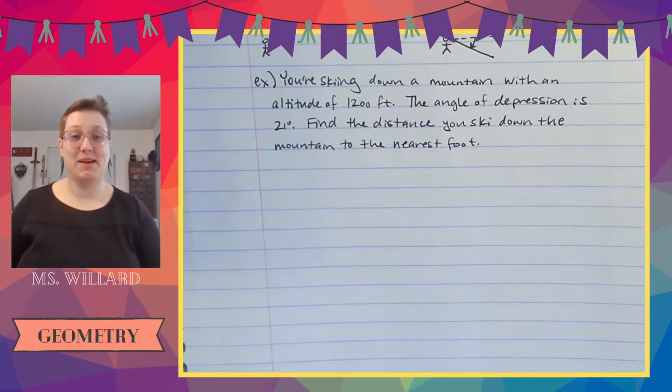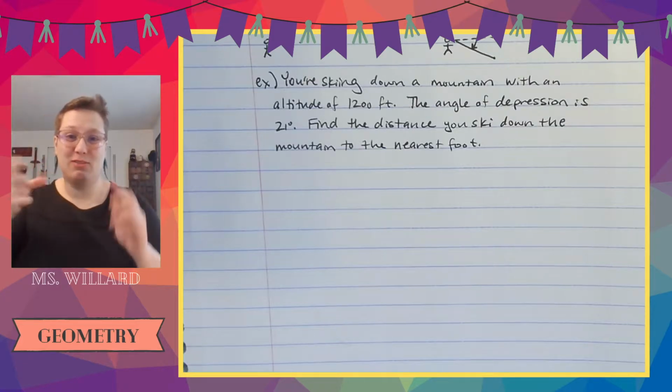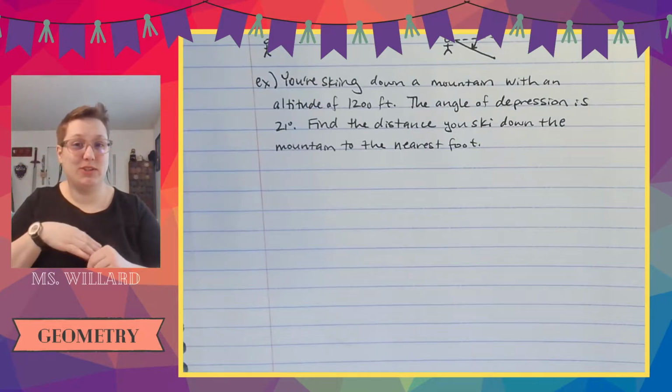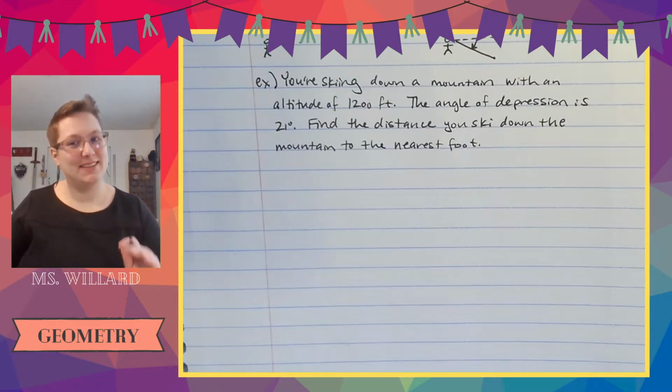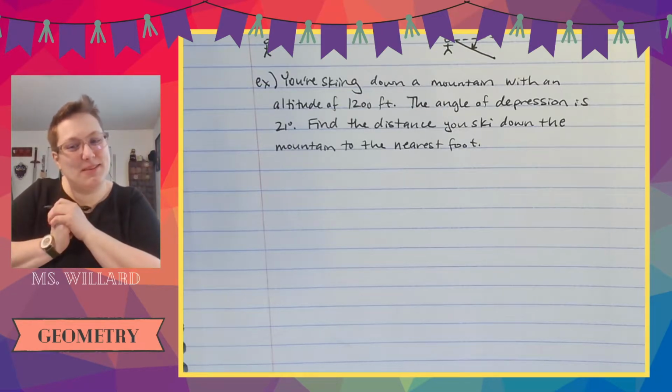I didn't scare you, sorry. You're skiing down a mountain with an altitude of 1,200 feet. The angle of depression is 21 degrees. Find the distance you ski down the mountain to the nearest foot. Surprise, we're doing word problems now.